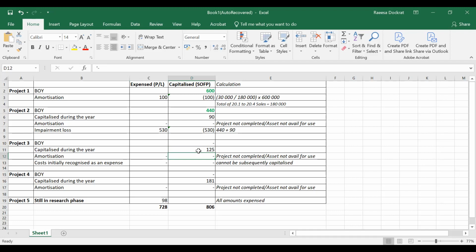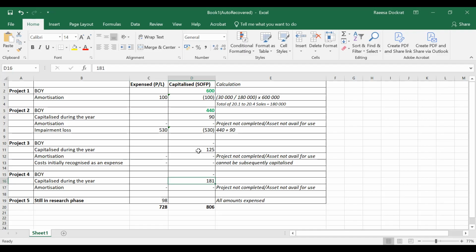Then with regards to project 4, similarly, there is no capitalized costs brought forward. We have incurred 181,000 of research and development costs during the year. Okay, so we capitalize that. And they tell us that the project satisfies the requirements for recognition of an intangible asset from 1 January and is estimated to continue for 3 years before the project is complete. So if it's not complete, it means it's not brought into use and there will be no amortization.